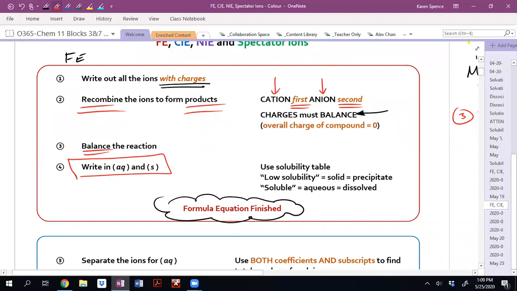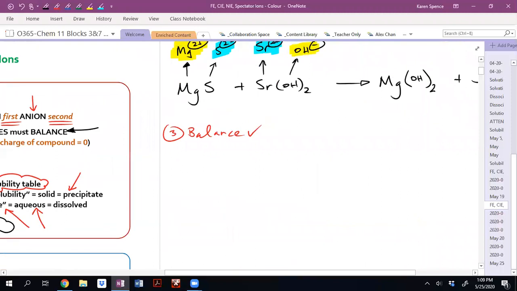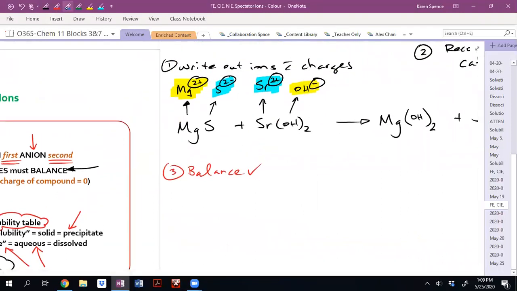How do we know which is aqueous and which is solid? We're going to use the solubility table. If it says low solubility, that means it's going to be a precipitate. But if it says soluble, that means it's going to be aqueous. So let's look at our substances. First of all, you can pretty much assume that I will have given you aqueous compounds for the reactants.